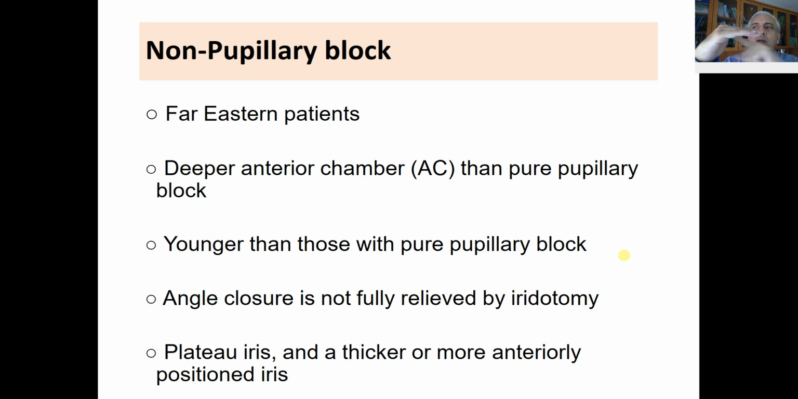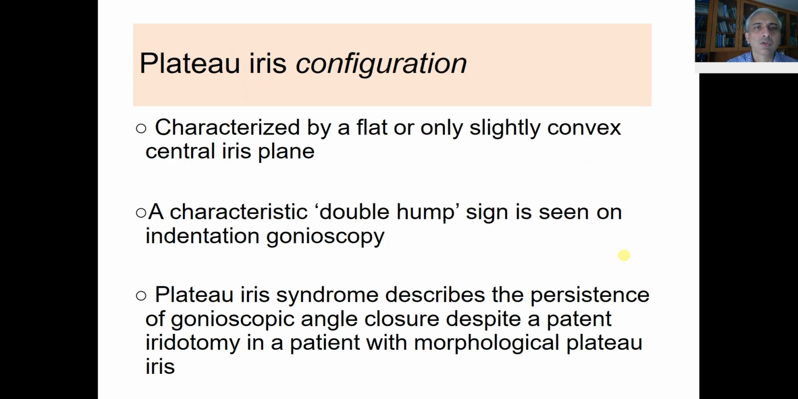So it is a plateau, but the oblique origin of the iris makes it more vulnerable to contact with the angle, causing angle closure. This is the plateau iris configuration, characterized by a flat or only slightly convex central iris plane. A characteristic double hump is seen on indentation gonioscopy. Indentation means you would press the cornea in the center with a gonioscope, and then you will see double humping of the iris at the angle.